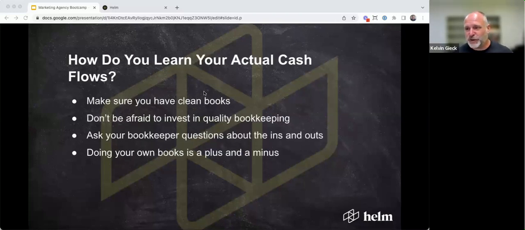So how do you truly learn the actual cash flow of your business? It's probably going to be a little bit of a tangent here, but first you need to make sure you are working off a clean set of books. That means that you have up-to-date records, all of your bank accounts are reconciled, and all of your billing is in the system. Having a clean set of books is paramount to understanding your financial position.